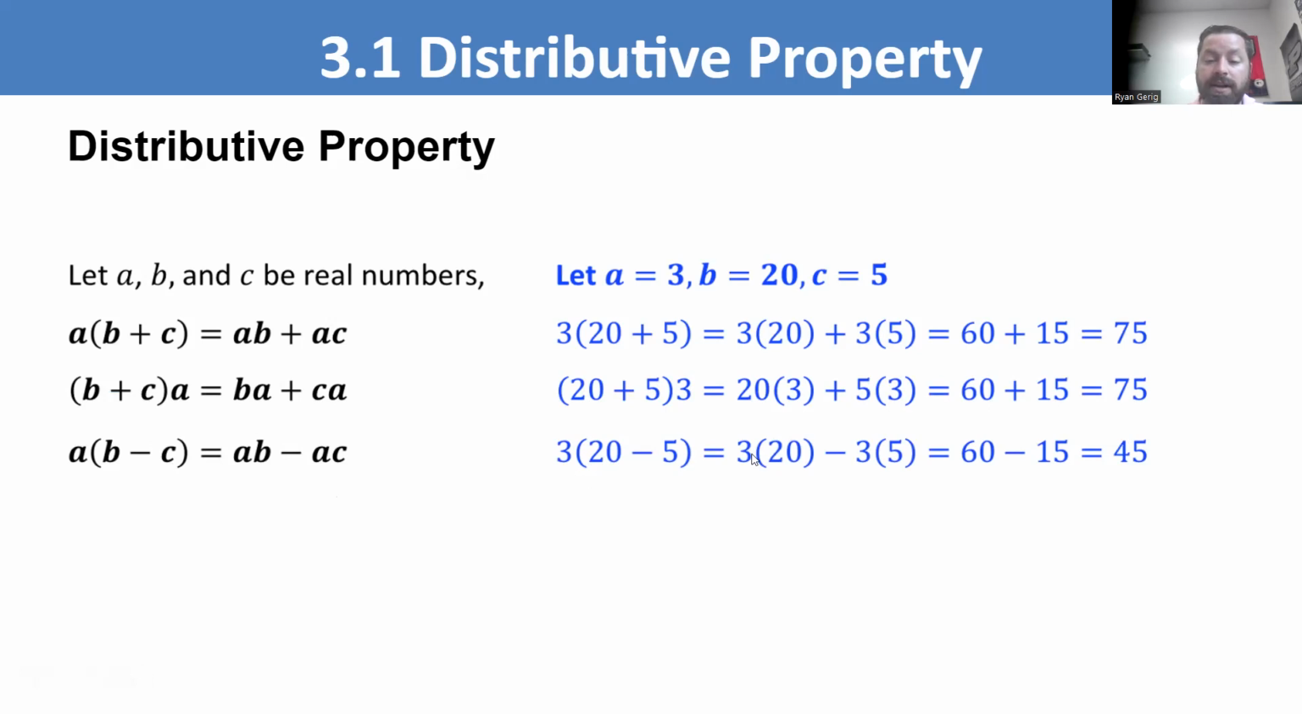We look at the right-hand side. 3 times 20 is 60, minus 3 times 5, which is 15. 60 minus 15 is 45. And just like with addition, the commutative property can work here.